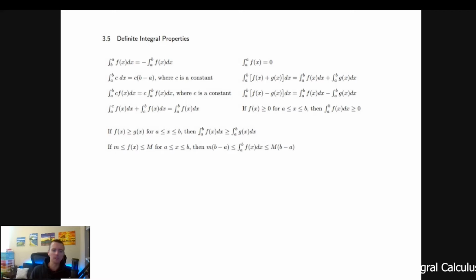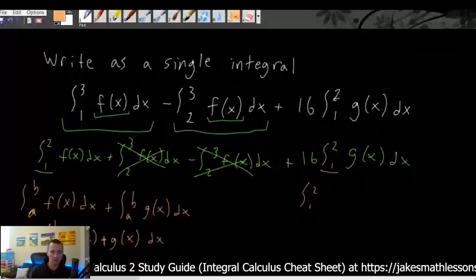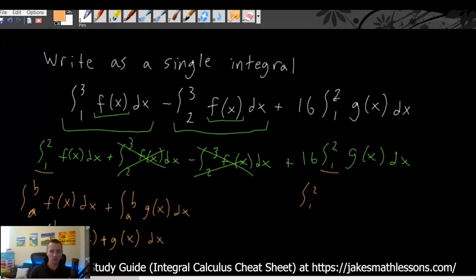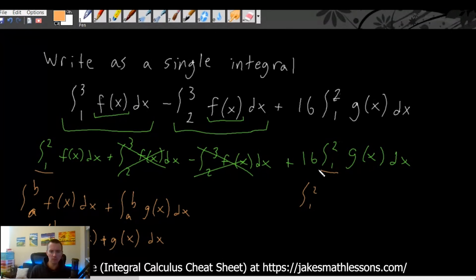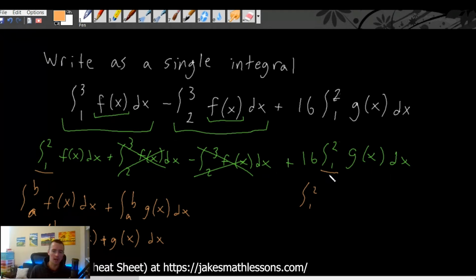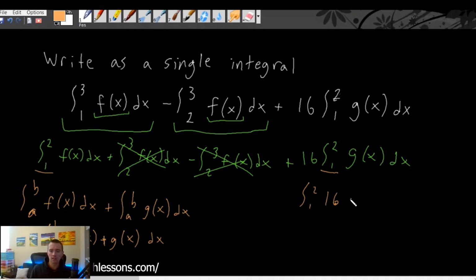Basically what that tells us is if we have a constant being multiplied by an integral, we can move it into the integral and multiply it by whatever was in the integral, or vice versa. If we had a constant times our function within the integral, we could pull the constant out. Well, in this case, we're going to want to put it in. So what we can do is make this 16 times g of x dx.